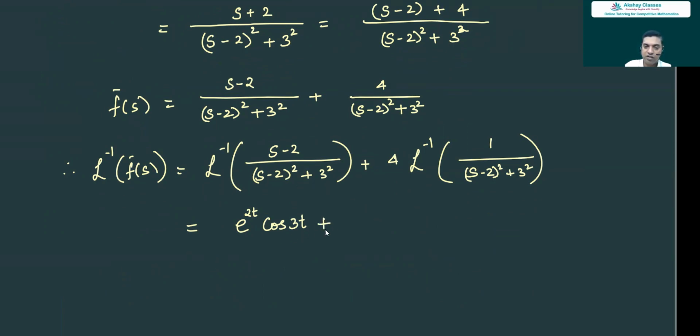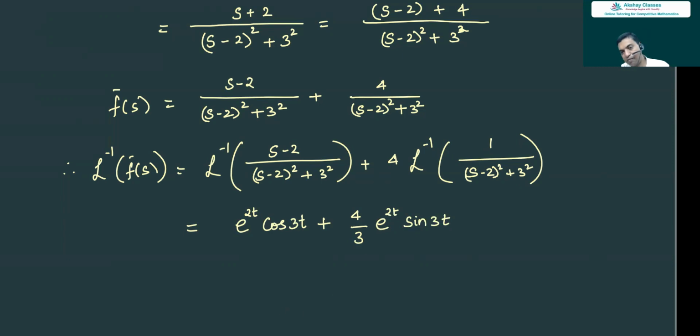So for sine, what is the formula? For sine, the Laplace you get for sine is you will get 3 on top, 3 by s minus 2 the whole square plus 3 square. Now instead of 3 is not there, so you multiply and divide by 3. So you'll get 1 by 3, e power 2t sine 3t.